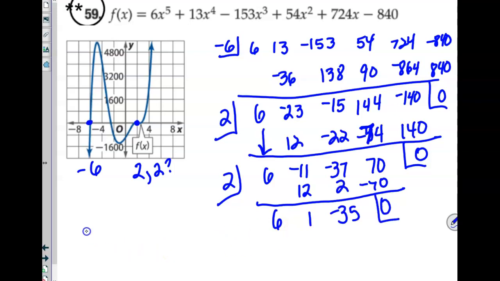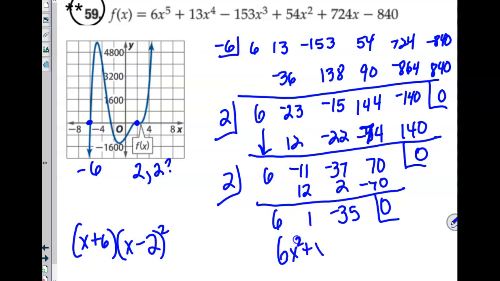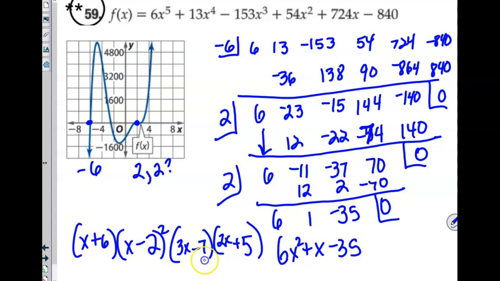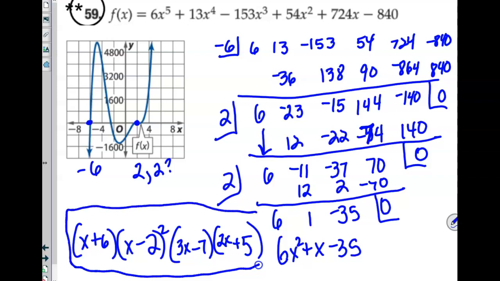Okay. So far, it factors as x plus 6 and x minus 2 quantity twice. And then I have 6x squared plus x minus 35. Anybody think they can factor that? I think it's a 3x and a 2x. And a 7 and a 5. 7 and 5 would be positive 15 and negative 14. Okay, there is the completely factored version for number 59.